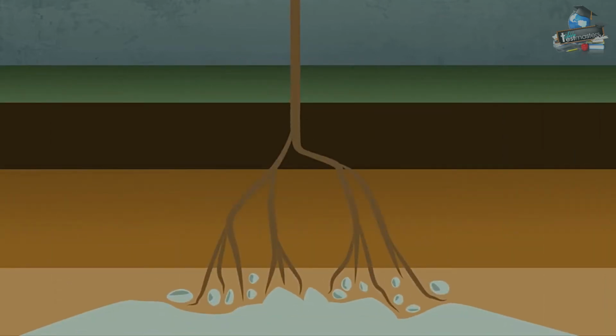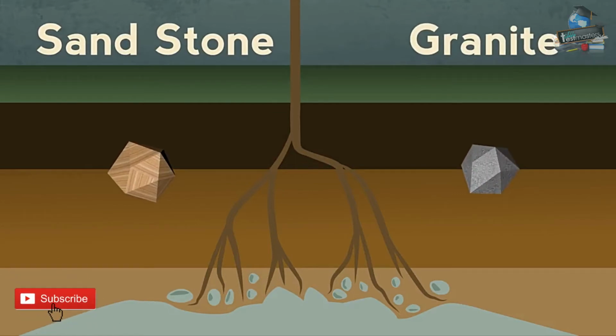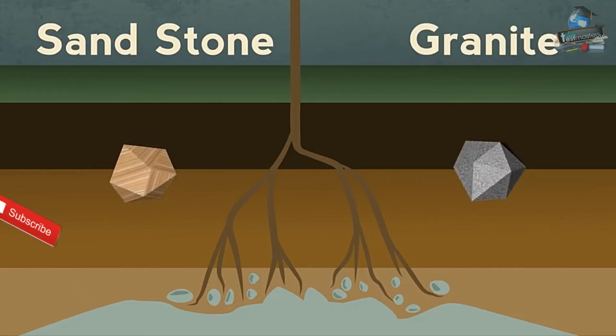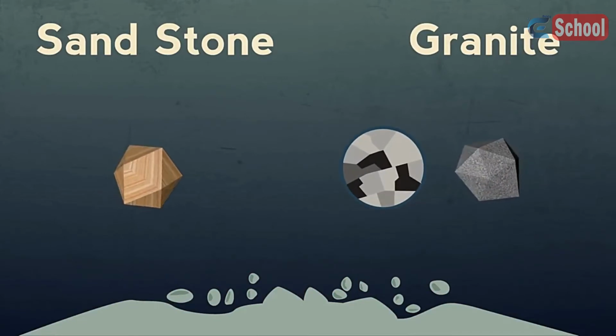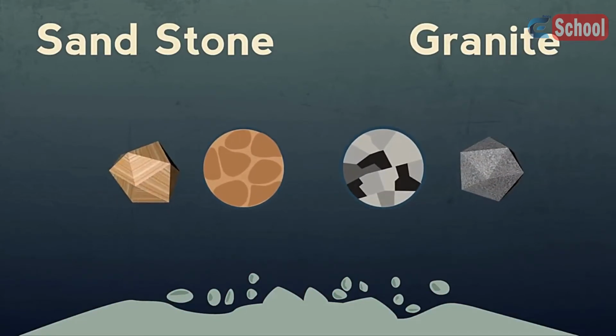Plant roots help to create new soil from the solid rock, and they get nutrients and support from the soil. This solid rock is often sandstone or granite. They are made up of grains. The granite has interlocking grains like this, but sandstone has rounded grains like this.